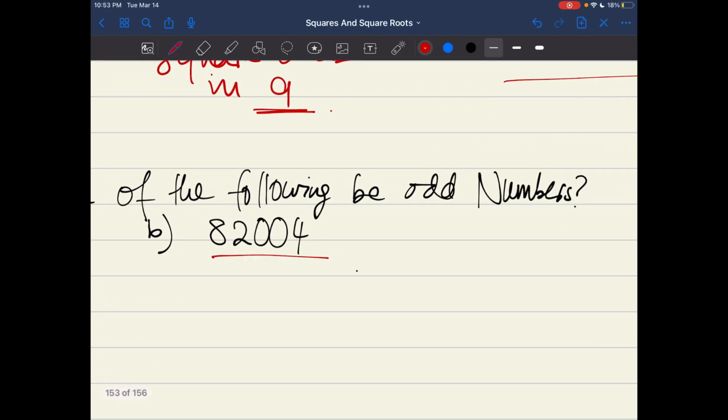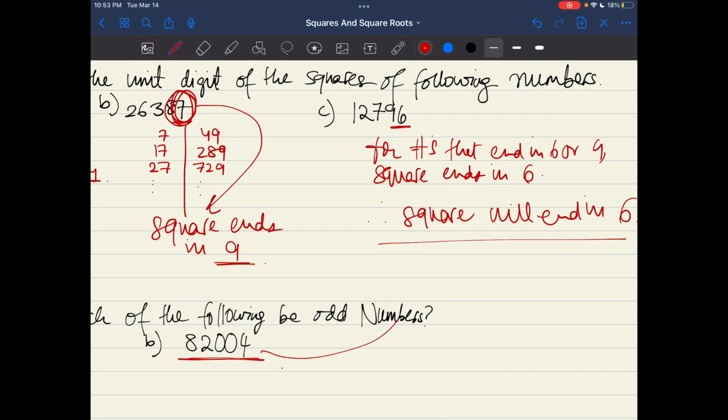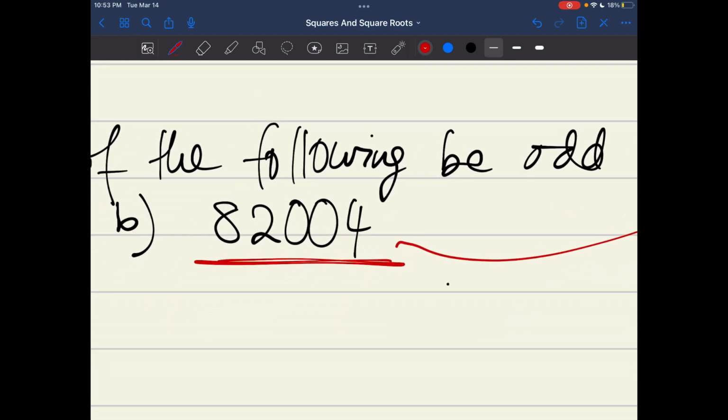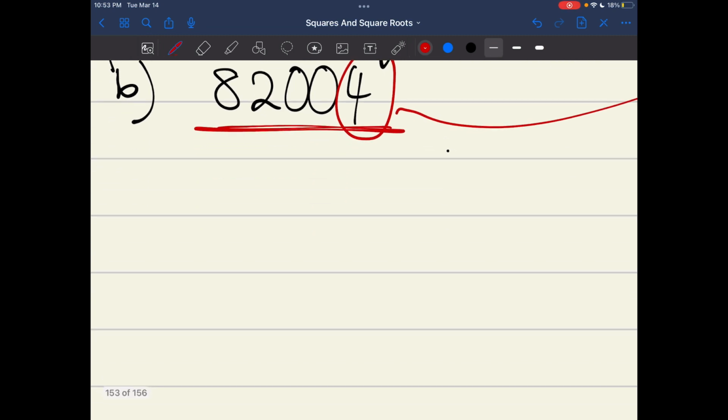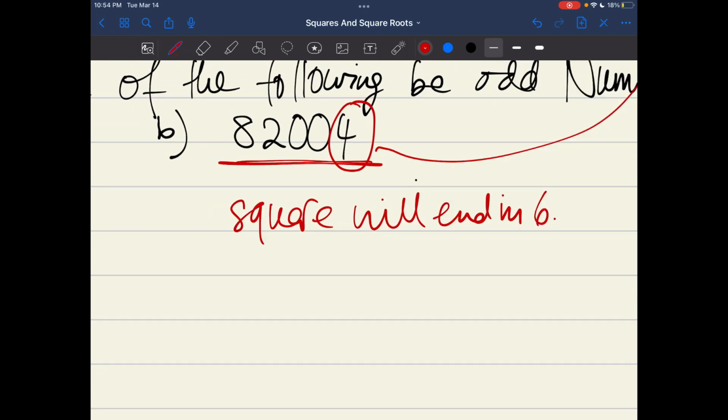Moving on to the next one. Again, remember in the previous question as well, which is right here, we discussed that for numbers that end in 6 or 4, the square ends in 6. Now this number has 4 in its unit place. Therefore, the square will end in 6, right? Therefore, the square of this number will be even.